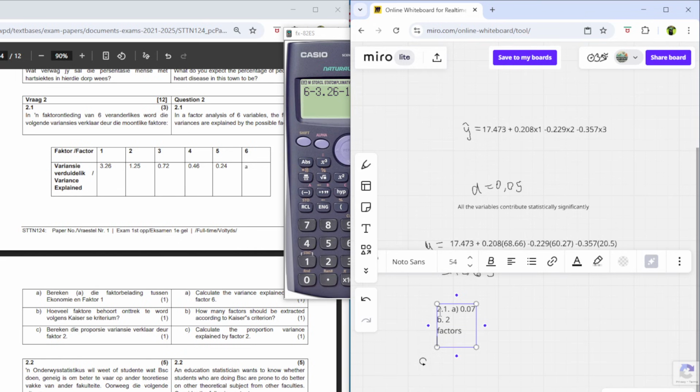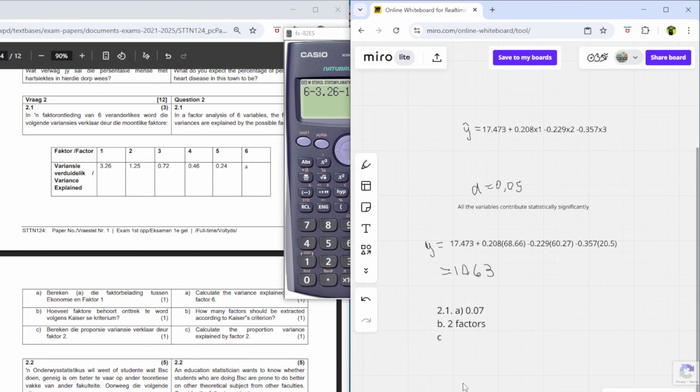And then C. So for C, let's see. Calculate the proportion variance explained by factor 2. The proportion of variance explained by factor 2 is over here. So when it comes to proportion, if they don't say percentage, you just take the variance explained as it is.